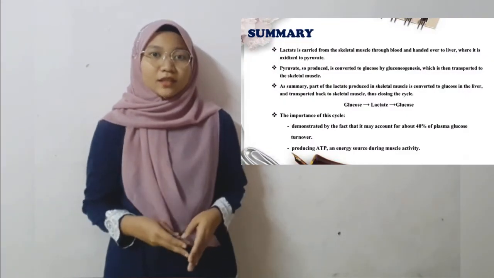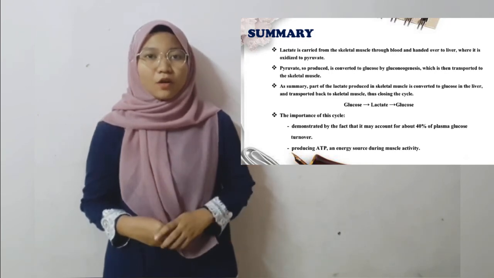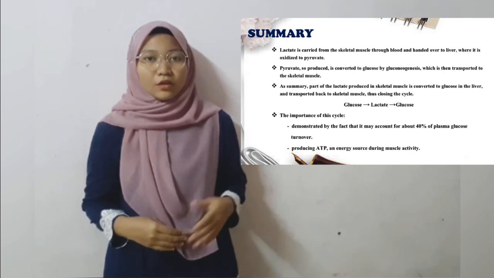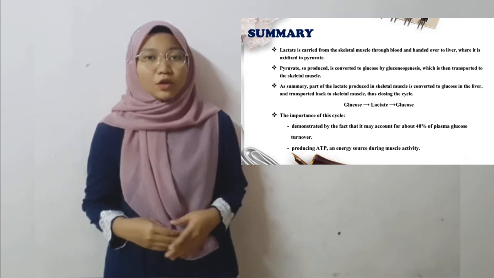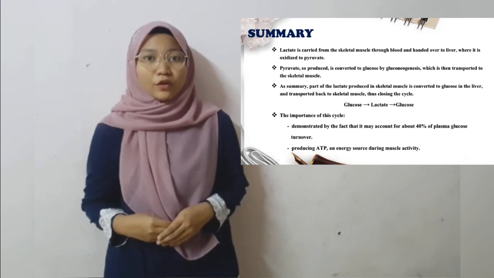When we're doing exercise, energy is required, so this will lead to an increased level of glycolysis. The importance of this cycle is to demonstrate the fact that 40% of plasma glucose is turned over, and it also produces ATP, which is the energy source for muscle activities.